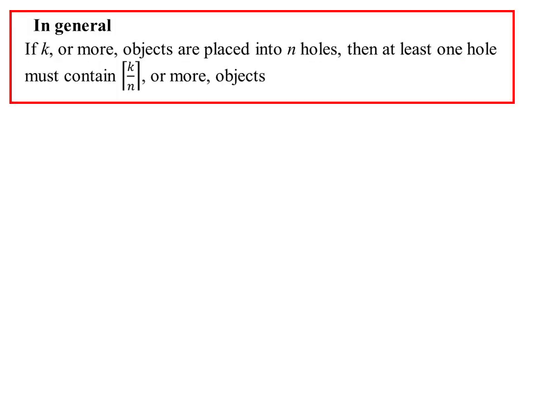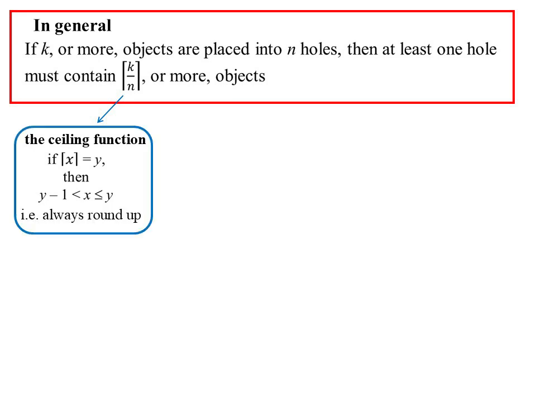Alright, to generalise that, if k or more objects are placed into n holes, then at least one hole must contain the ceiling of k over n, and there's this notation, the ceiling function, or more objects. The ceiling function technically is this. Basically it just means you always round up. Whatever your answer is, you always round up. Okay, let's look at some questions there.